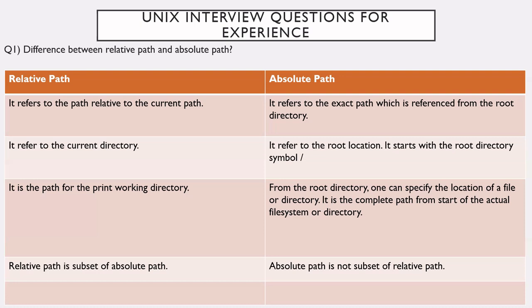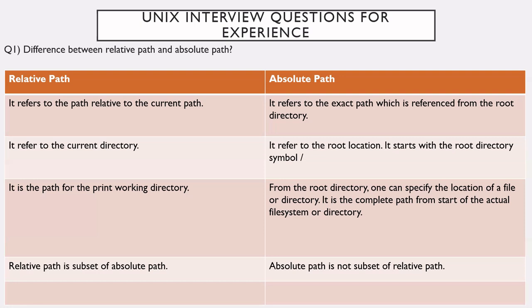Relative path is the path for the print working directory. Absolute path, from the root directory, one can specify the location of a file or directory. It is the complete path from the start of the actual file system or directory. Relative path is a subset of absolute path. Absolute path is not a subset of relative path.